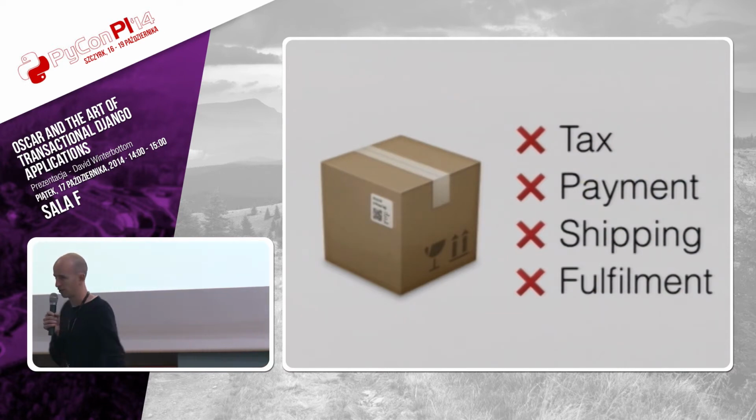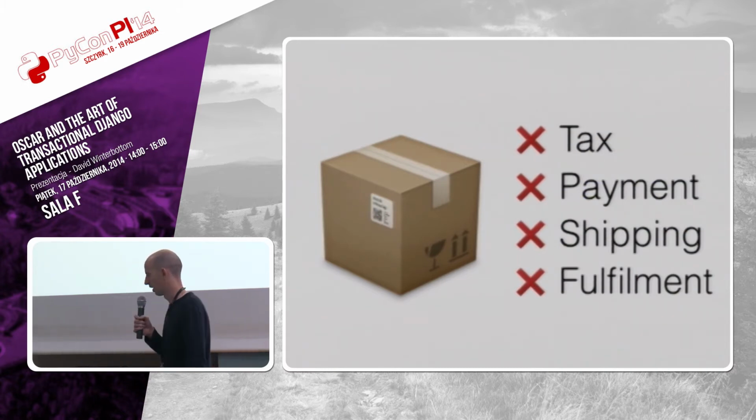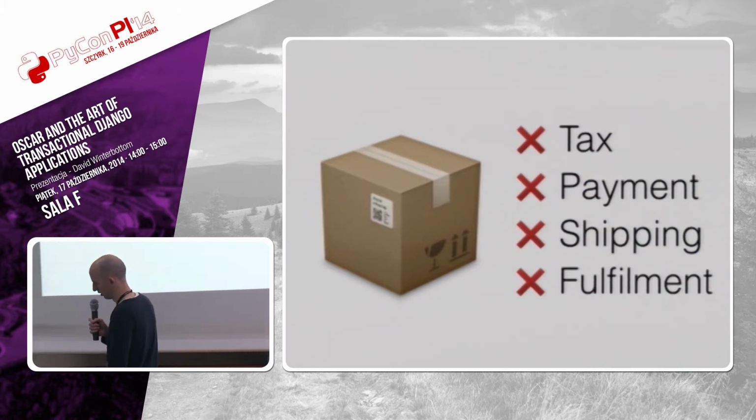Similarly, about payment, Oscar doesn't know how you want to take payment at all. You might be doing just a simple integration with Stripe or PayPal, or maybe you're doing something quite complicated. We've had sites where you can pay for one order with 10 different payment sources all at once. And the same thing applies to shipping and fulfillment.